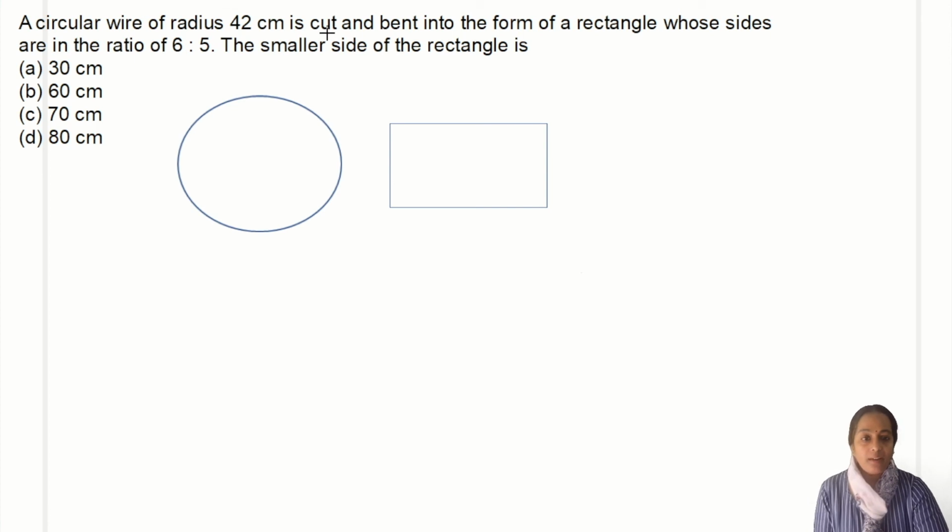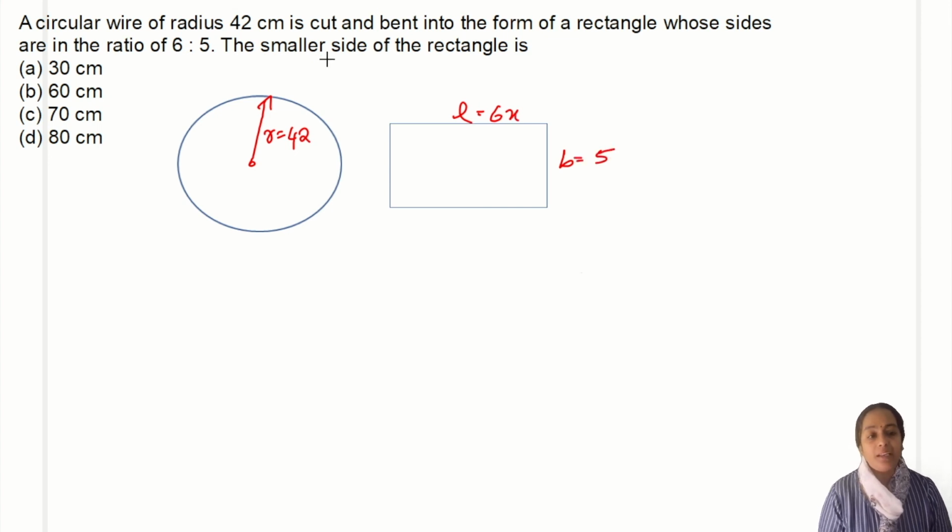So now we have the next question. A circular wire of radius 42 centimeter is cut and bent to form a rectangle. Radius 42 is made into a rectangle. The sides are in the ratio of 6:5. So what will be my length, children? 6x. What will be my breadth? 5x. Smaller side of the rectangle is asked in the question. So 5x is basically asked in the question. So we have to find that.